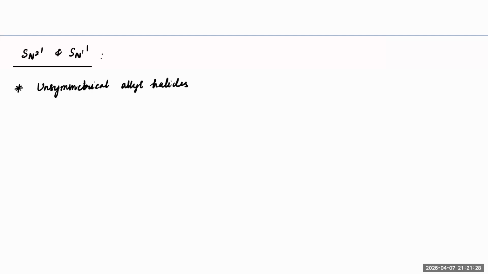Now let's understand a special case which is known as SN2 prime and SN1 prime. How these two are different from SN2 and SN1. So these occur only in unsymmetrical allyl halides. Unsymmetrical allyl halides. Now, how does it come here?